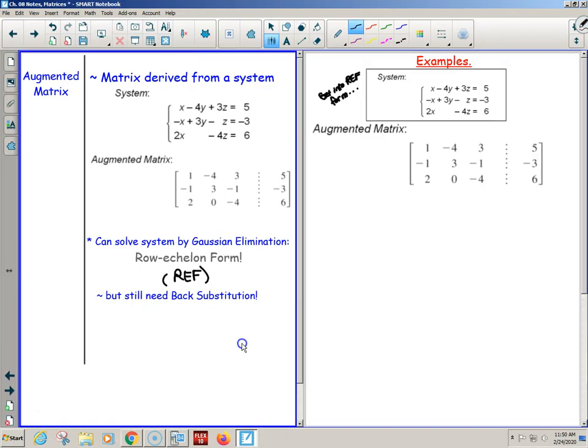In row echelon form, you guys remember we needed the stair step, right? Now, reduced row echelon form gets us all the way to the identity. Row echelon form, what we're trying to get is basically main diagonal of ones, zeros underneath, but then we can have whatever else we want in the rest of the matrix. We're going to try to get our ones, we're going to try to get our zeros underneath, but we're not going to really stress too much if we're just doing row echelon form with getting zeros above.